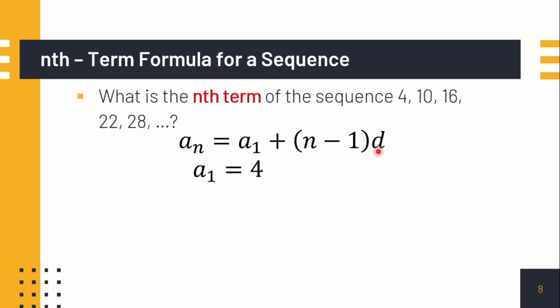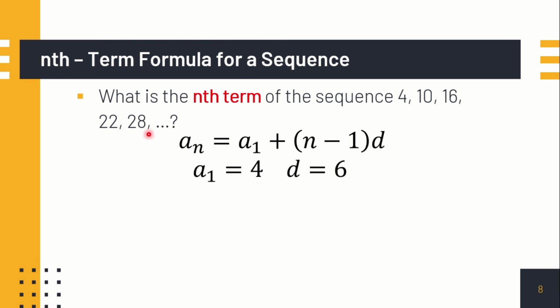In short, yung a sub 1 natin is 4 because that is the first term. And then yung d natin, which is the common difference, that is 6. Again, paano nakukuha yung common difference? Ima-minus lang natin. 10 minus 4, that is 6. 16 minus 10, that is 6. Please check din yung given sequence natin kung arithmetic yan. Kasi sometimes, on the first and second term, parehas sila ng common difference, but pagdating sa pangatlo at pang-apat, iba yung difference na nila. Therefore, hindi mo makukuha yung nth term.